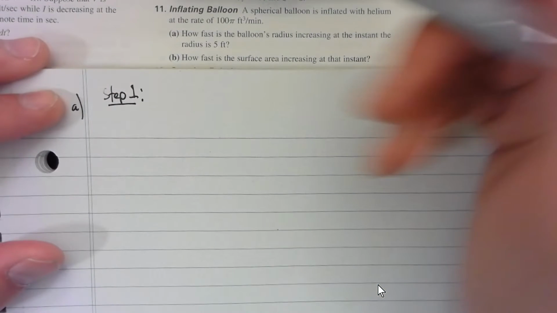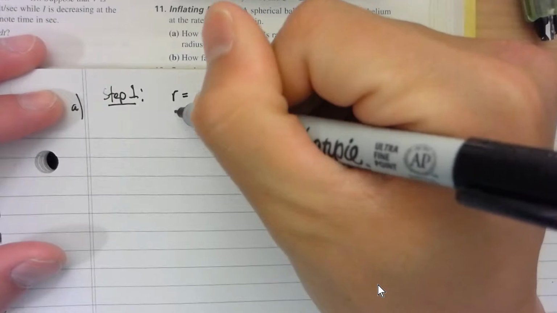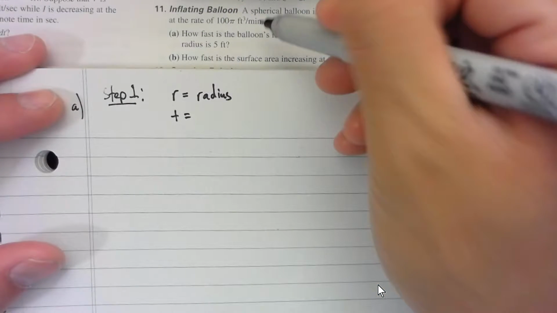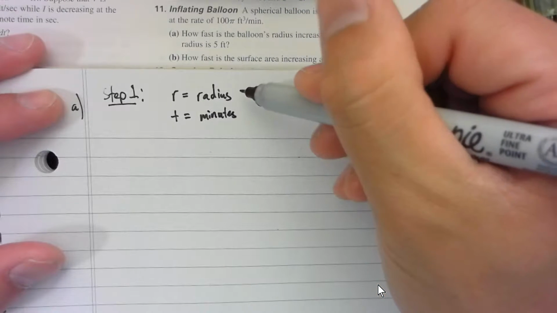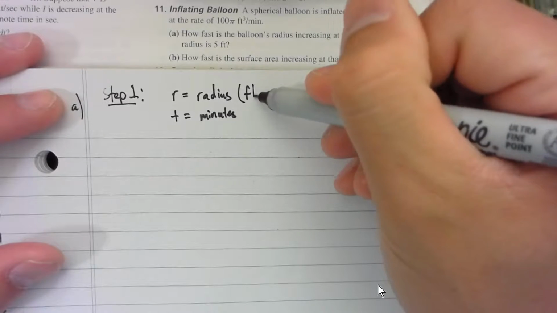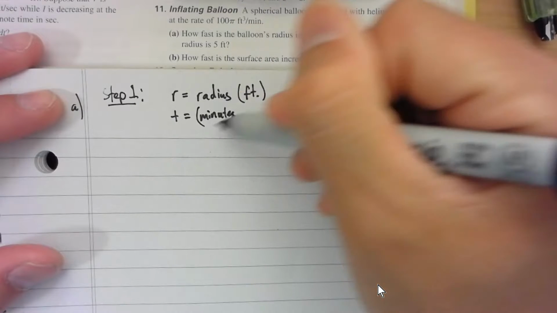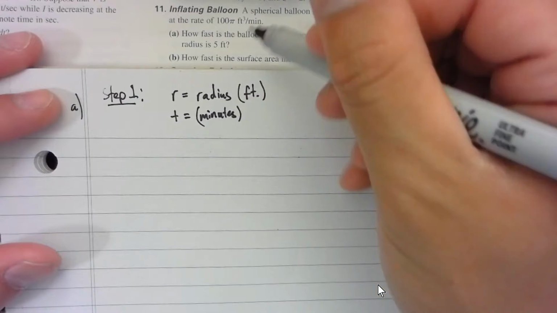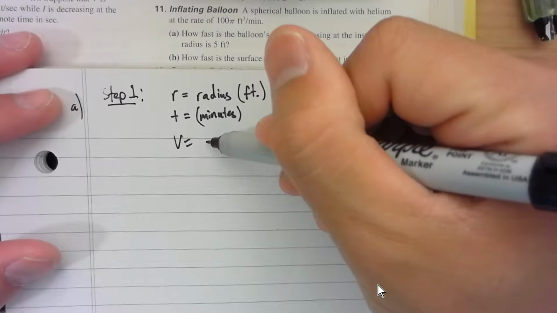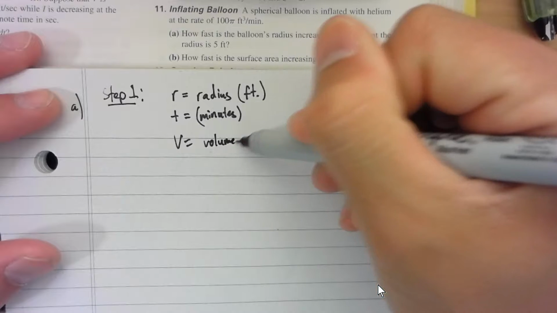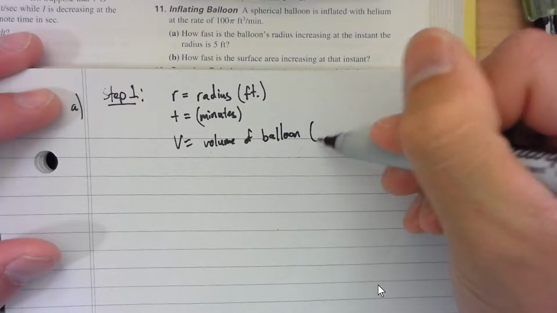First step is to define any variables that we have. So r, I know it's going to be radius, in feet. I know time is going to be involved because it has something to do with minutes, so t is time in minutes. Another thing is volume, because I can tell it's feet cubed. Immediately that tells me that it's the volume of the spherical balloon, and that's going to be in feet cubed.